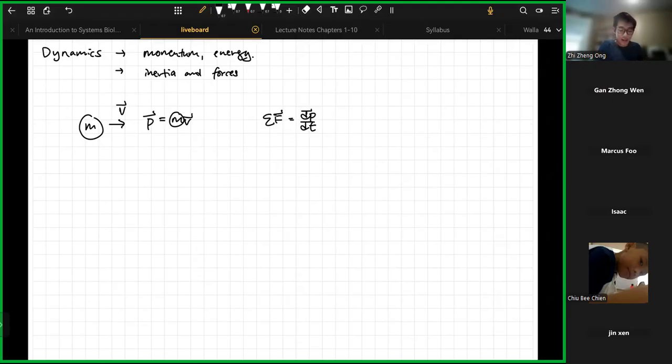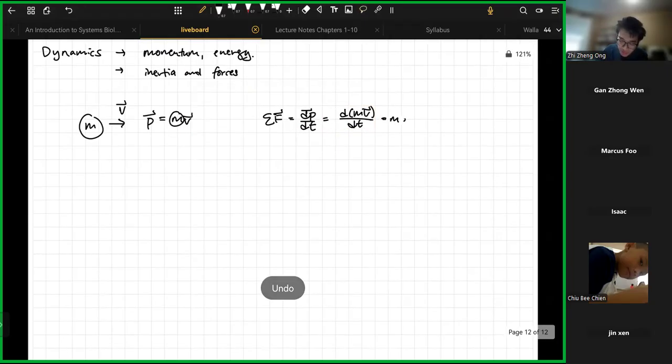One more thing: force is dp/dt. Even though it's tempting to say F equals ma, it's not always ma. If you've taken calculus, you realize that this is d(mv)/dt. So if the mass is constant, then it's ma. It's not always ma.